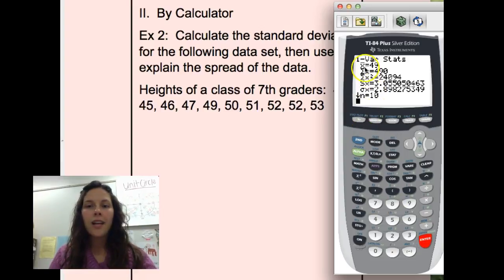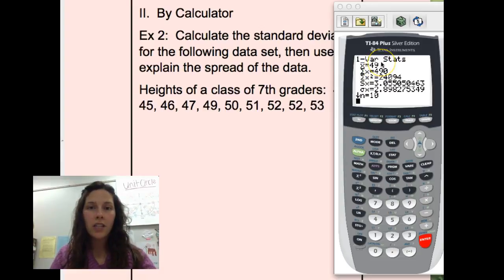The first one, X bar, remember X bar symbolizes the mean. We got a mean of 49, that's what we calculated, so we did our mean correctly. This right here, sigma, see that sigma notation? That's for the standard deviation. We got a standard deviation of 2.9 because I rounded to the nearest tenth, which is exactly what our calculator got for us as well.